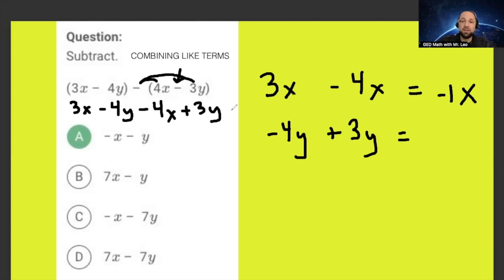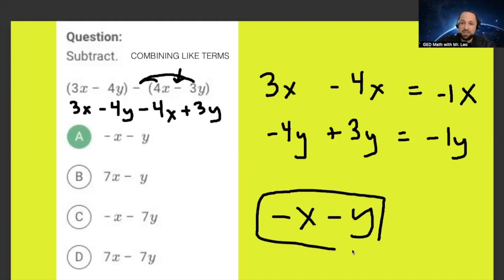Next part down here, negative 4y plus 3y. That's actually very similar. The signs are different, so we subtract and keep the sign of the larger number. So I have negative 1x and I have negative 1y. We got to put that all together. Which answer choice is going to say that? Well, this is an algebra skill, but the final answer is negative x minus y. That is the simplest answer you could get.